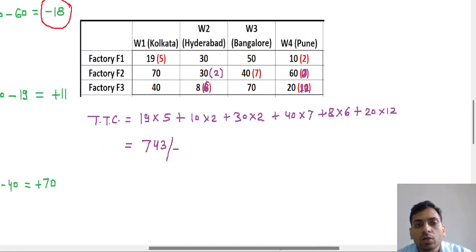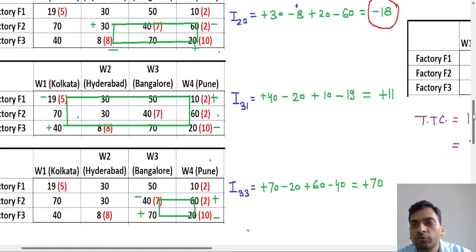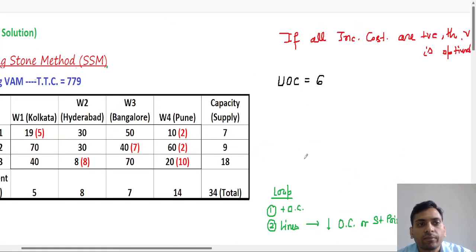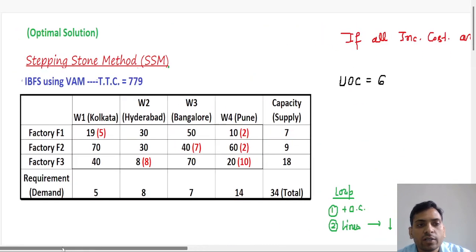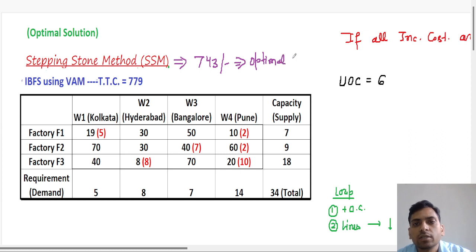So this cost is less than solution of WAM. Solution of WAM is what? 779. Now your solution from this is what? 743. So this 743 is optimum solution, or we can say minimum solution. This is considered as optimal solution. So I hope you understand this stepping stone method.